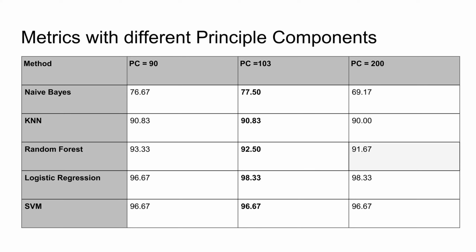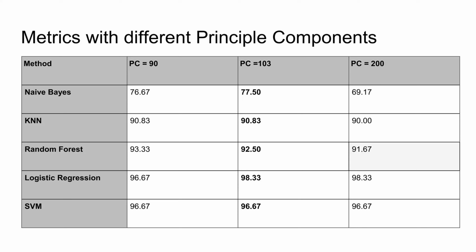3. Random forest. Performance trend. Performance decreases slightly from 93.33% with 90 PCs to 91.67% with 200 PCs. Interpretation. Random forest performs well with a moderate number of PCs and shows a slight decline with more components. This could indicate that beyond a certain number of components, additional PCs may introduce noise or redundant information.